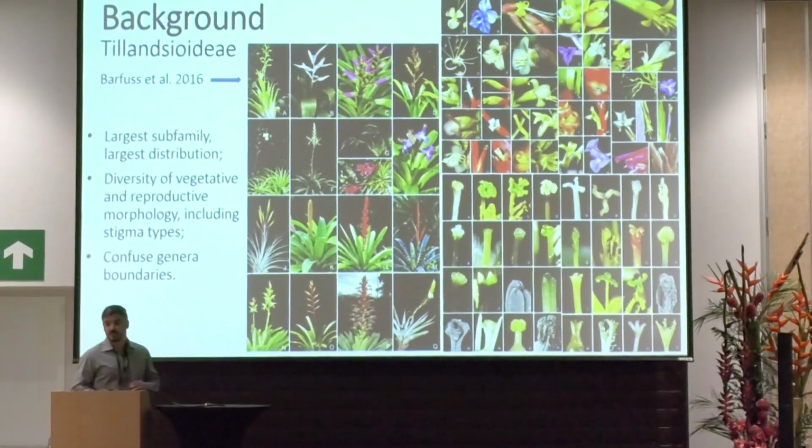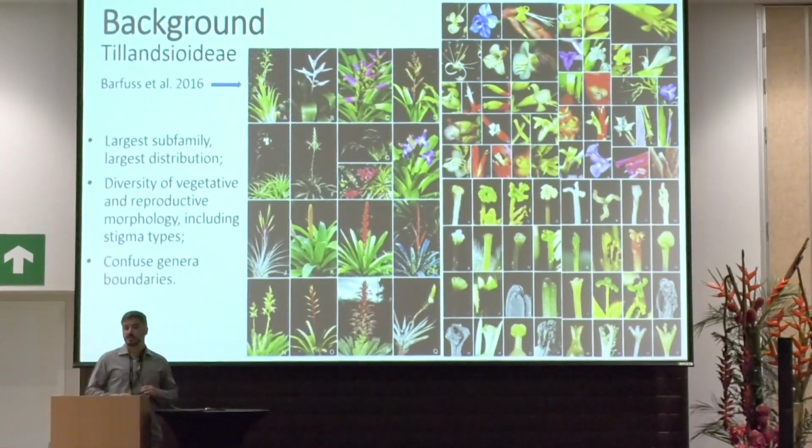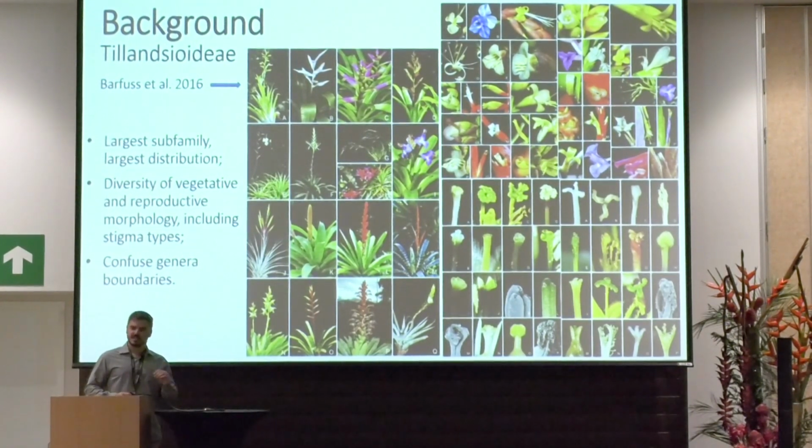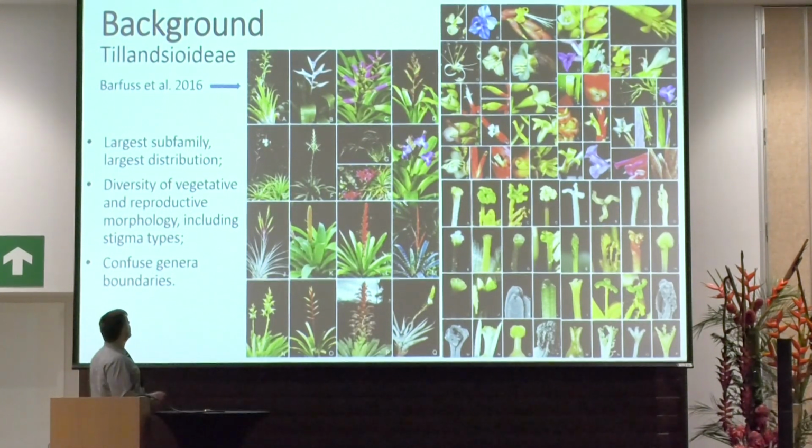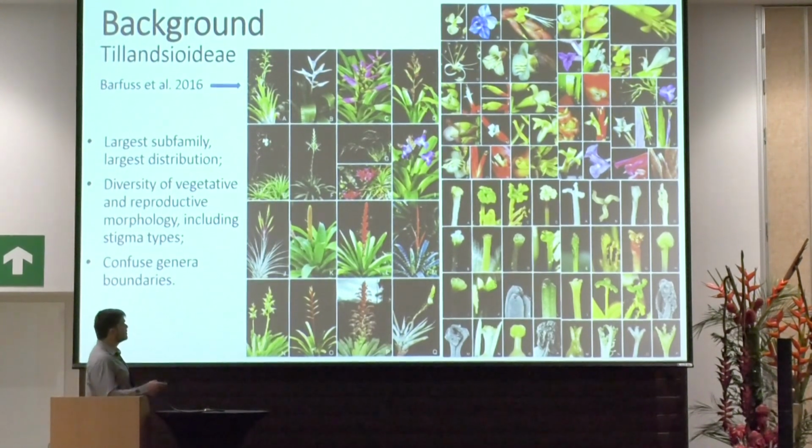Tillandsioideae is the largest subfamily of Bromeliaceae, comprising a little bit less, actually, than half of the species of bromeliads, more than 1,500 species. And it has the largest distribution of the family, from the southern part of the US towards the southern part of South America. And as you can see here, I really like this paper from Barfus et al. 2016 because it shows the really diverse structures in the Tillandsioideae.